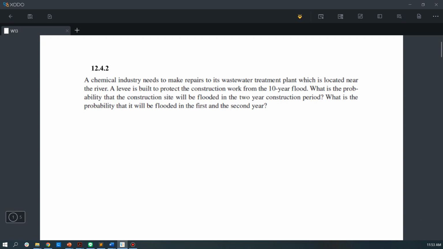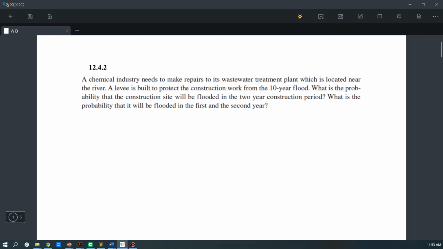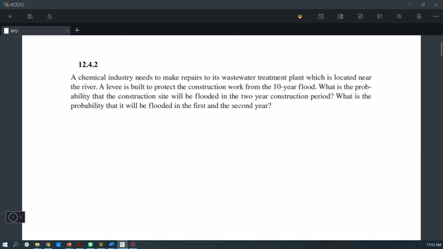Problem 12.4.2. A chemical industry needs to make repairs to its wastewater treatment plant, which is located near a river. A levee is built to protect the construction work from the 10-year flood. The question asks us, what is the probability that the construction site will be flooded in the 2-year construction period, and what is the probability that it will be flooded in the first and second year?